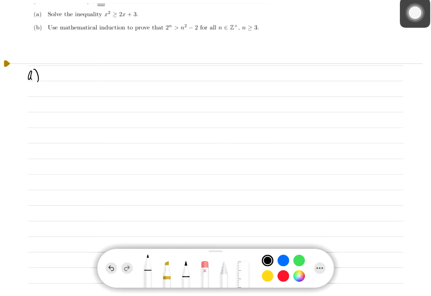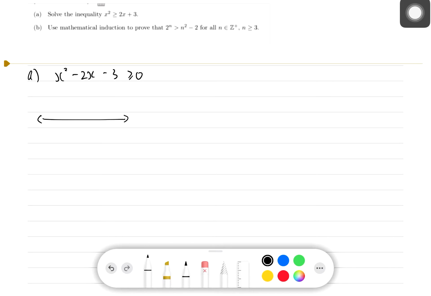In this video, we'll be going over two of the hardest induction questions in IB mathematics. For the first question, as you can see on the screen here, you're first asked to solve an inequality and then use induction to prove a certain formula. So part A is a very simple process of solving this quadratic inequality.